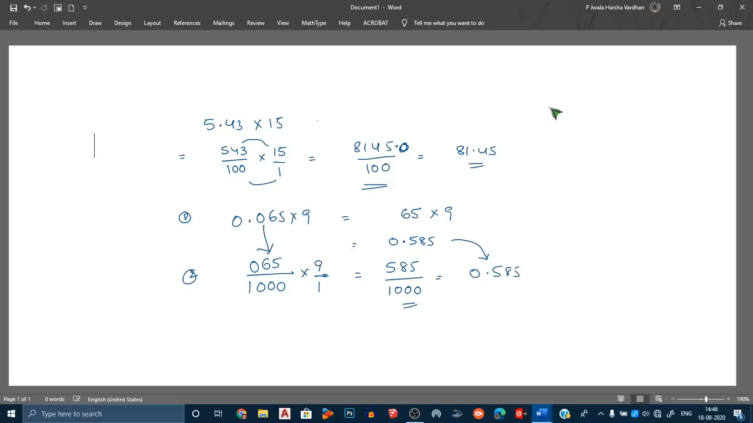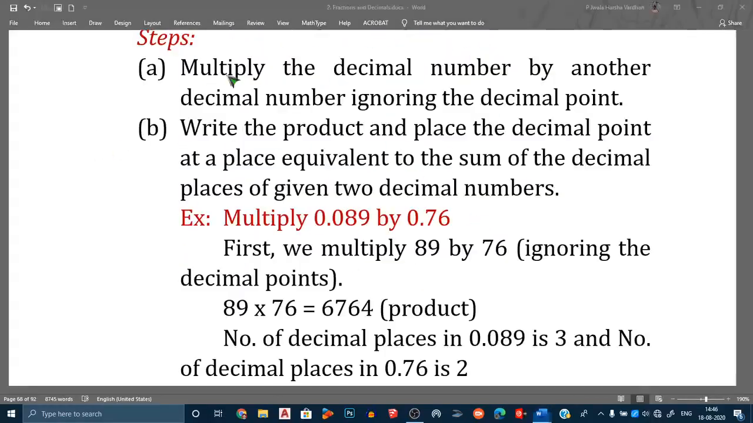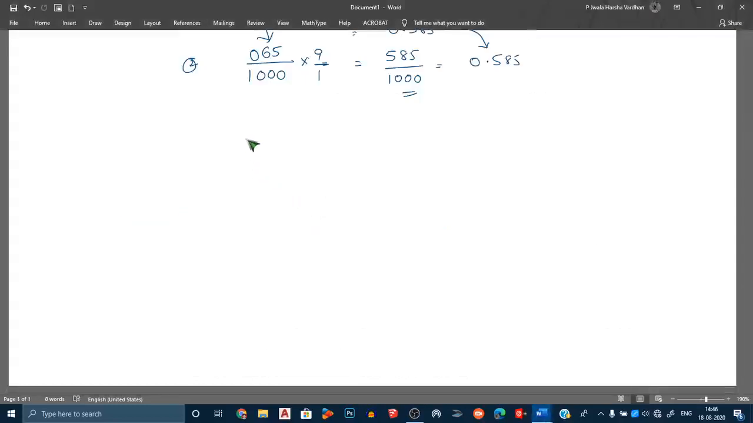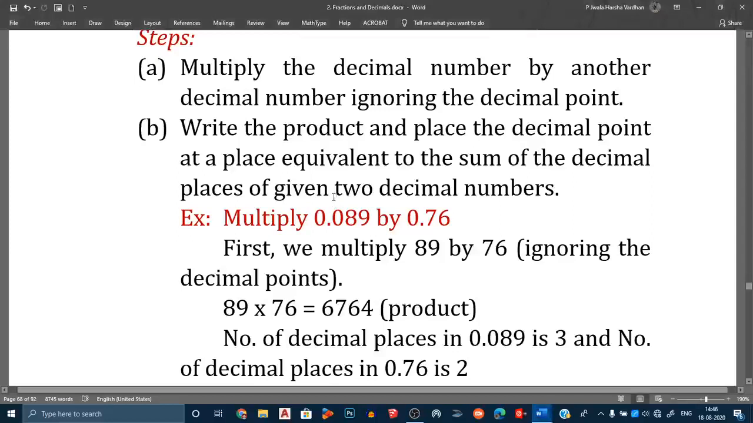So now I am taking 0.089 by 0.76. 0.089 into 0.76. So first I am using the first method only. Remove or ignore the decimal points and write them as it is, 89 into 76. What will you get here? 89 into 76 is 6764.